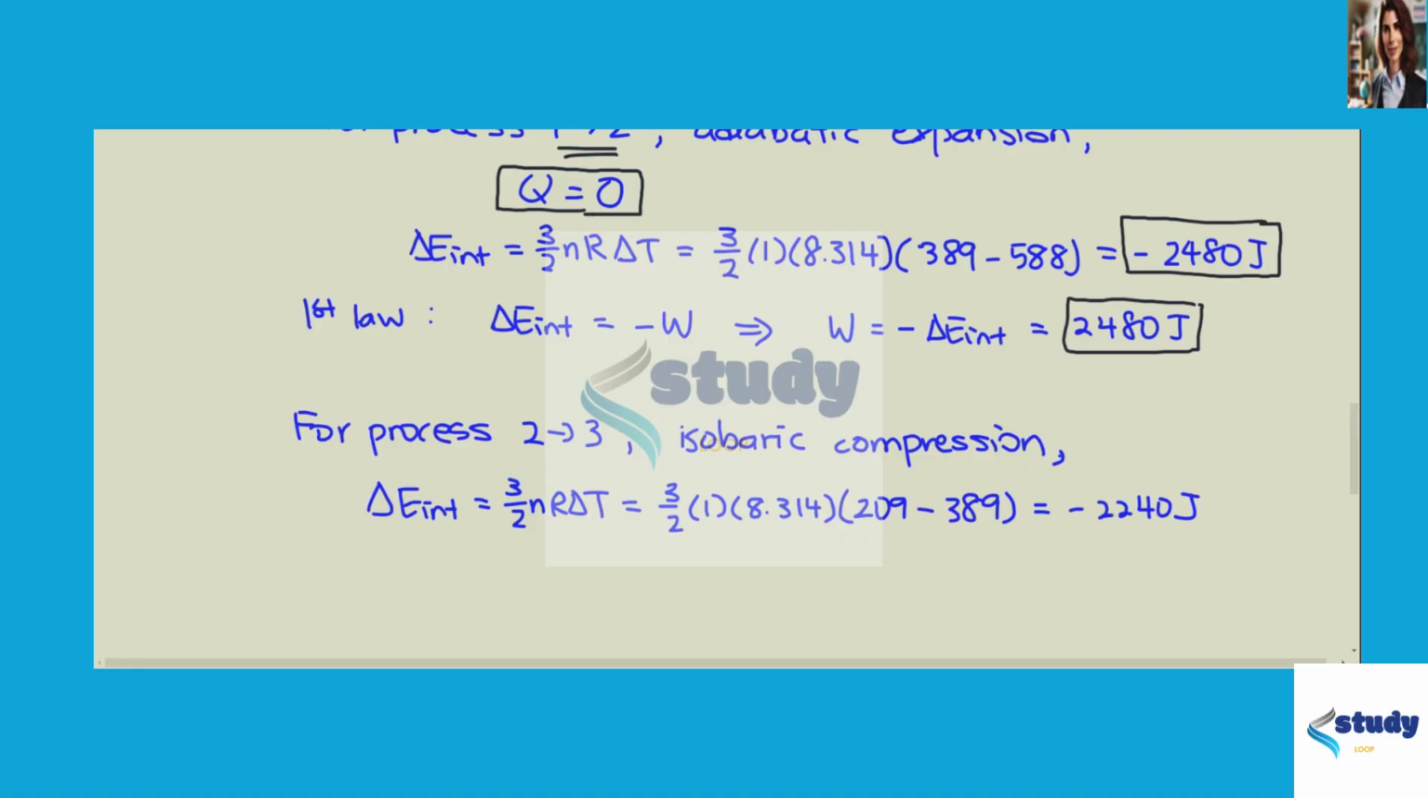And then the work done by gas is P delta V. So P2 is 3.61 times 10 to the 4, and then delta V is V3 minus V2. So you have 0.0483 minus 0.0897, and you calculate this, you get negative 1490 joules.